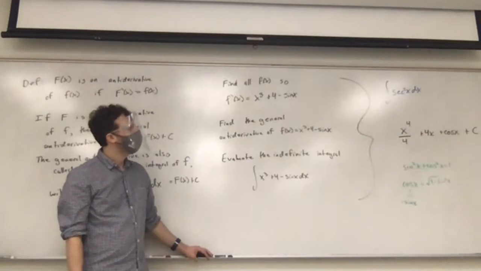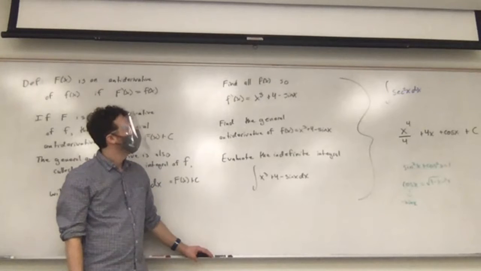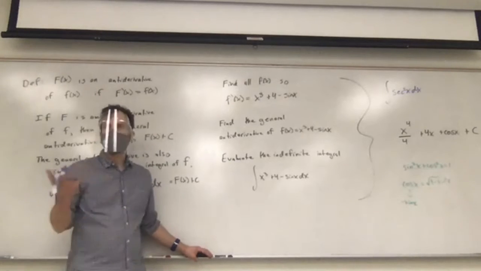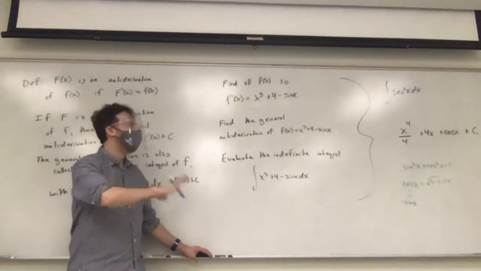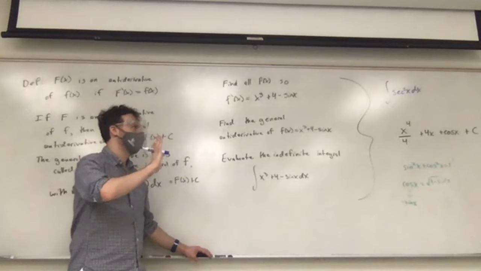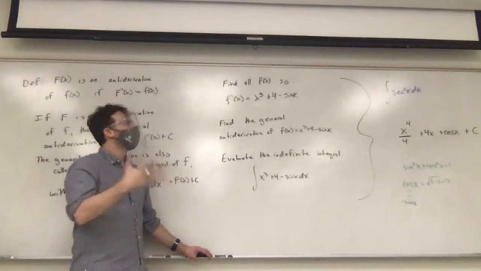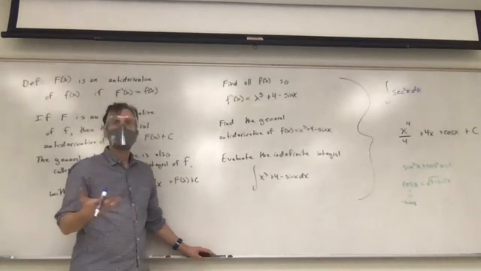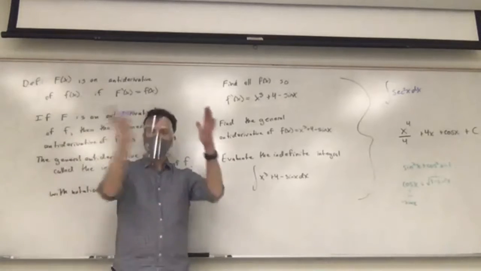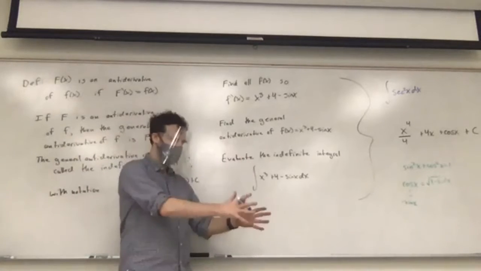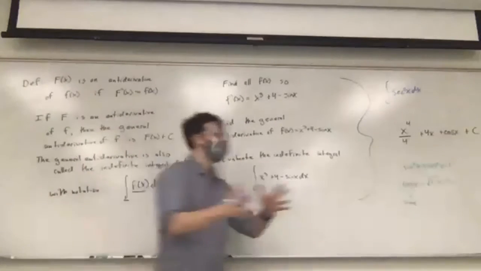So secant squared is what comes out of tangent. And in this case, there's not really a way to get there other than knowing the derivative of tangent is secant squared. So the integral of secant squared takes me back to tangent.